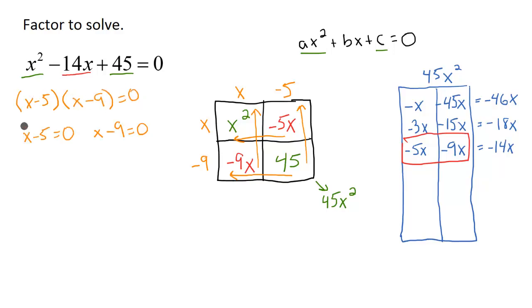Then I have to set each binomial equal to 0 and solve. So I'm going to add 5 to this and add 5 to that. I'm left with x equaling 5, and that's going to be one answer. Then I could also add 9 over here and add 9 again. Those cancel out, and I'm left with x equaling 9 as my other answer.